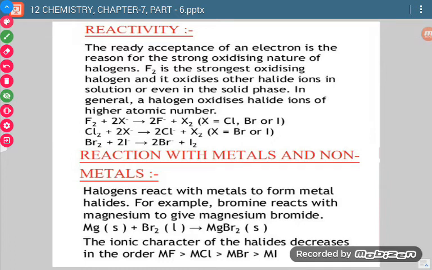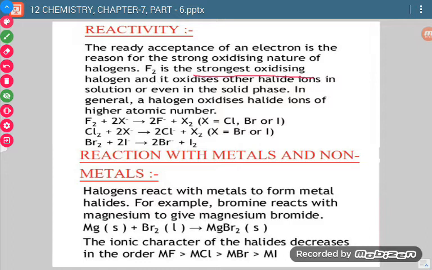now when we talk about reactivity, then out of all halogens, fluorine has the maximum tendency to accept an electron, so it is the strongest oxidizing agent. Okay, what is an oxidizing agent? One which can undergo reduction itself and can oxidize others. So fluorine is the strongest oxidizing halogen.